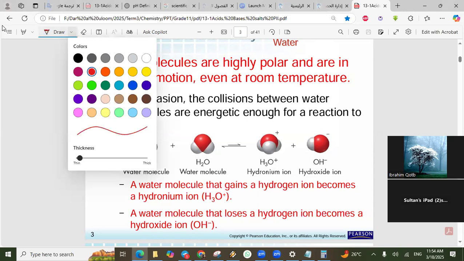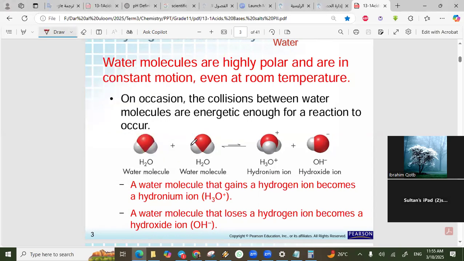Okay, as I said yesterday, water is made of two ions, hydrogen ion and hydroxide ion. The water molecule can undergo self-ionization. Self-ionization means it can dissociate into two ions, and this happens continuously.